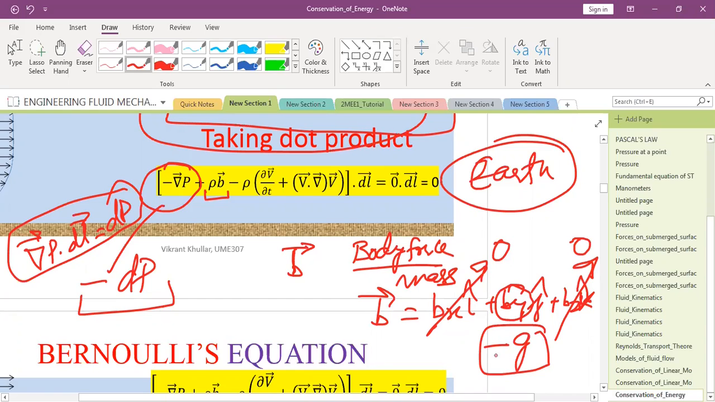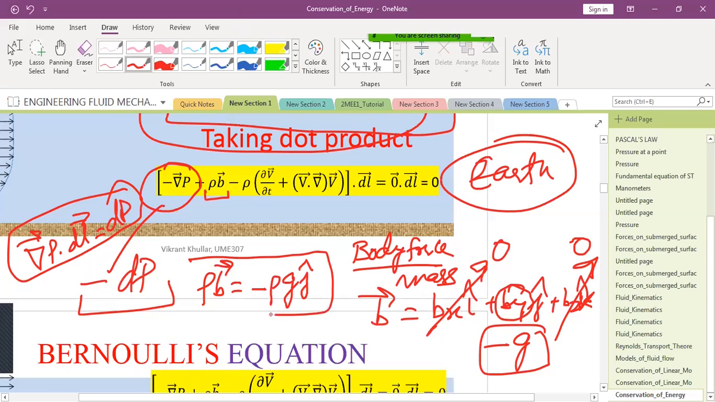Any doubts to anyone? So rho b vector now becomes equal to minus rho g. So what should I write down here? J. Clear? Any doubts to anyone? So please remember, Euler equation includes body force in all directions, but Bernoulli's equation has this as one of the simplifications.